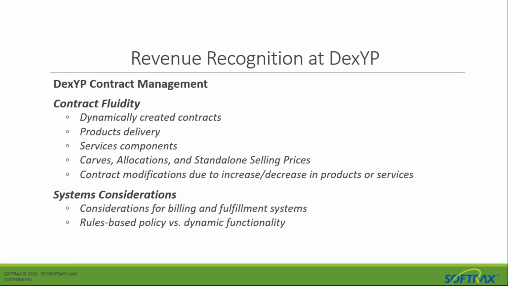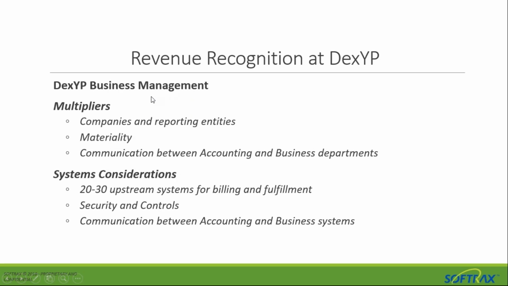And then I guess the ultimate question is how does this affect your business? So what are the business implications? Excuse me, I can't use that word today. So here I've outlined multipliers. So companies, you acquired Yellow Pages. The more companies you add, the more reporting entities that you add, it's just multiplying onto those different revenue streams. Materiality, so you have to consider what is the best approach for every contract, and then communication between accounting and business departments.